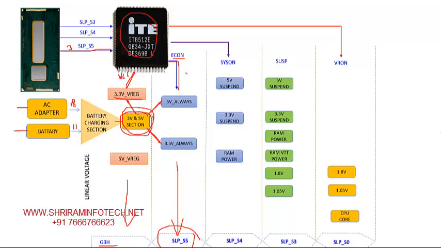So in SPI state, your 5 volt and 3 volt will be generated. That is, the buck converter will turn on. And who turns on this buck converter? SIO, by sending the EC on signal.